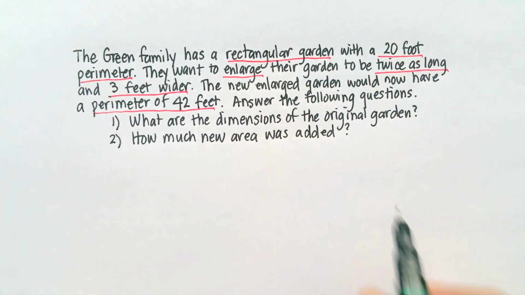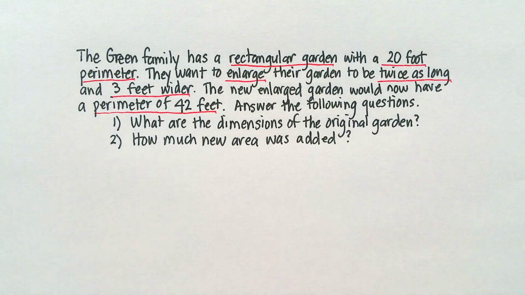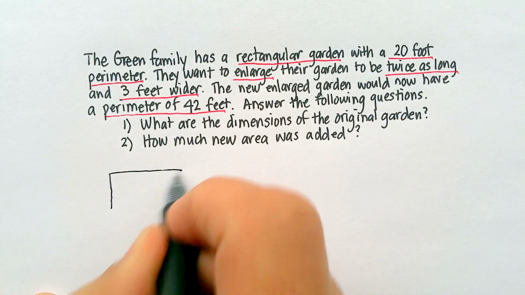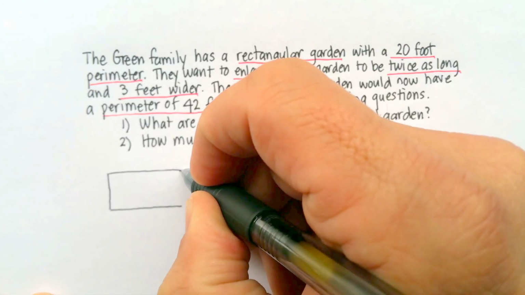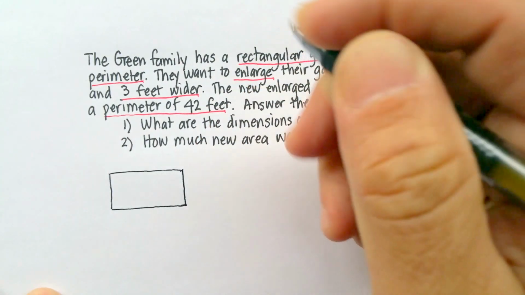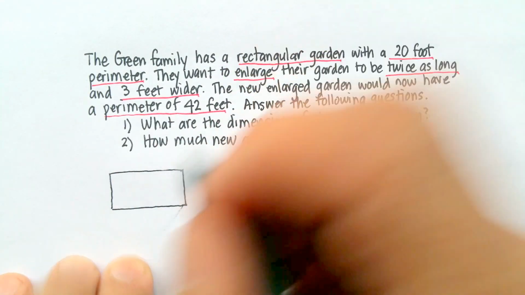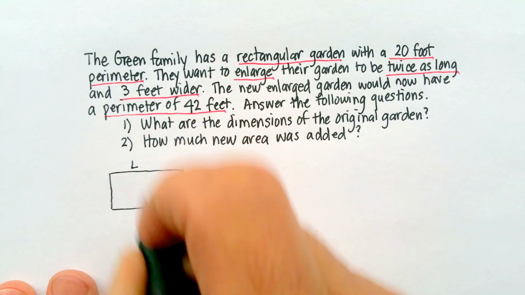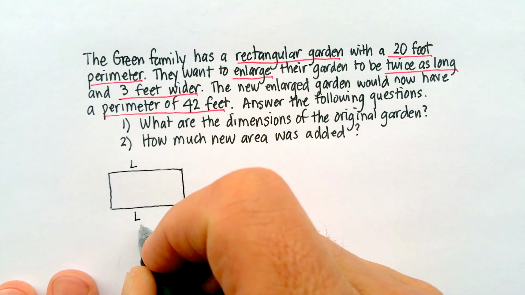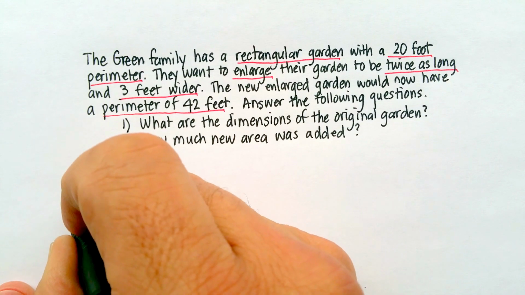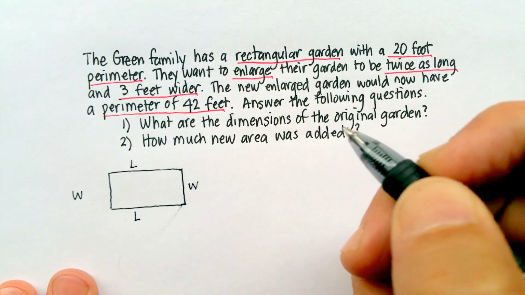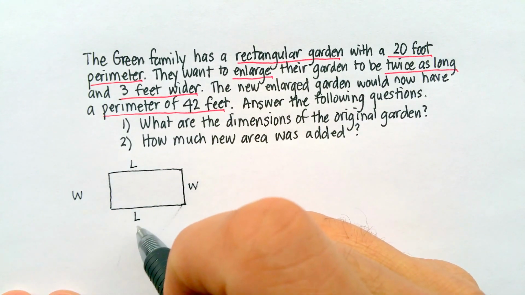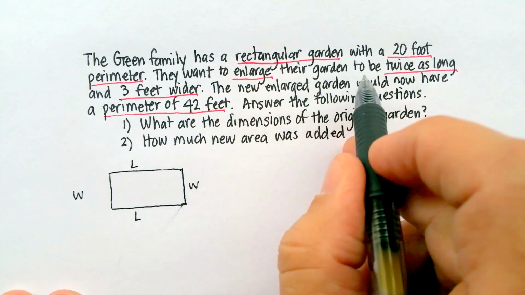So I know that I've got a rectangular garden. So I know some things about rectangles, right? I know that they are equal on two sides. So there we go. Here's my original garden. And I also know that a perimeter is just adding up all the sides, right? So I'm going to call this side the length, L, and this side therefore has to be the exact same length. This side is W, so this side over here has to be a W. And when I add all those together, W plus L, W plus L. My original garden has a 20-foot perimeter.